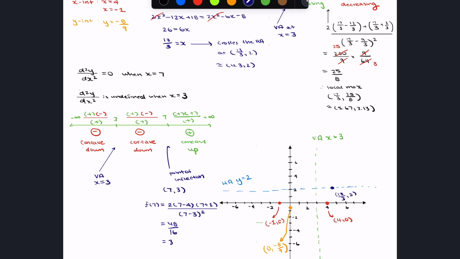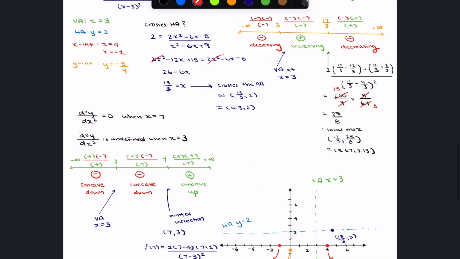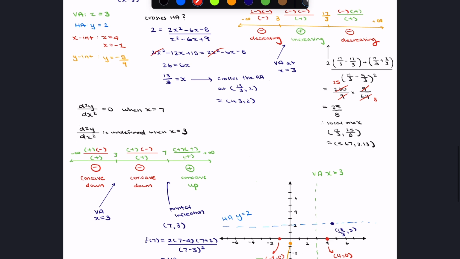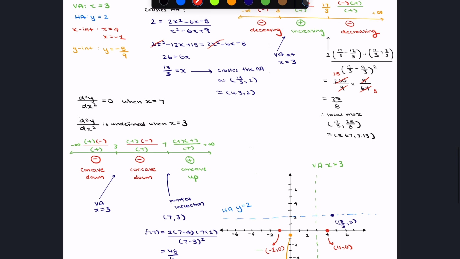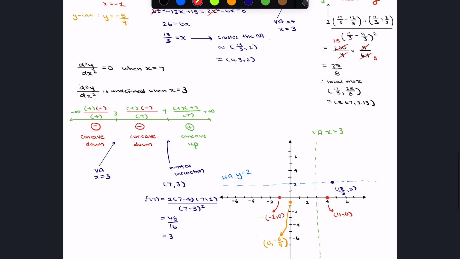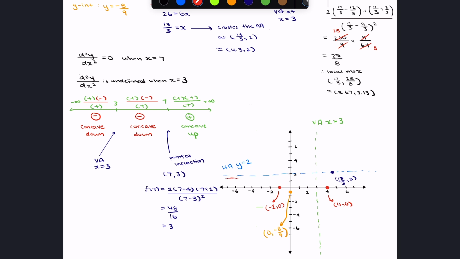Okay, so let's draw this here. And so we know that from negative infinity to 3, it is going to be decreasing. And it passes through these points that we just drew. So that's going to be decreasing.